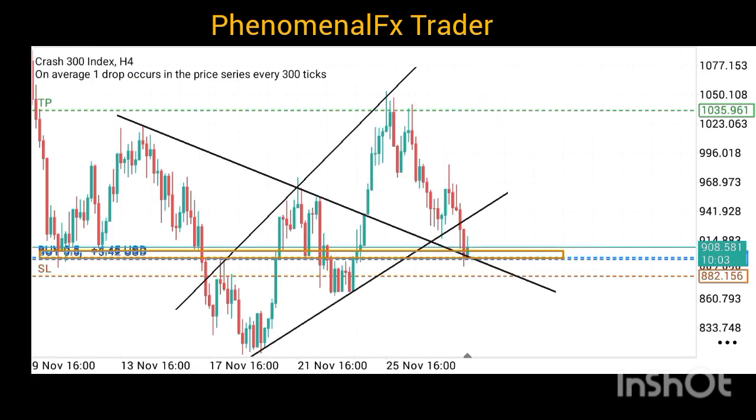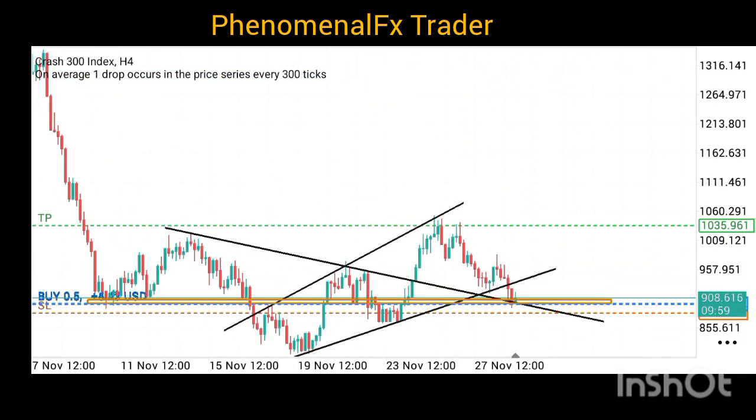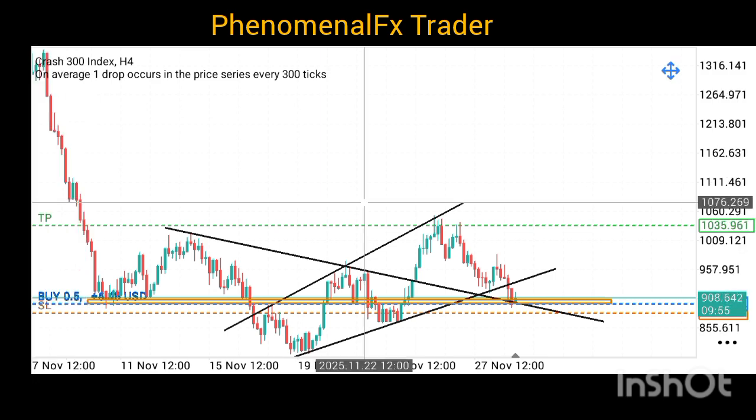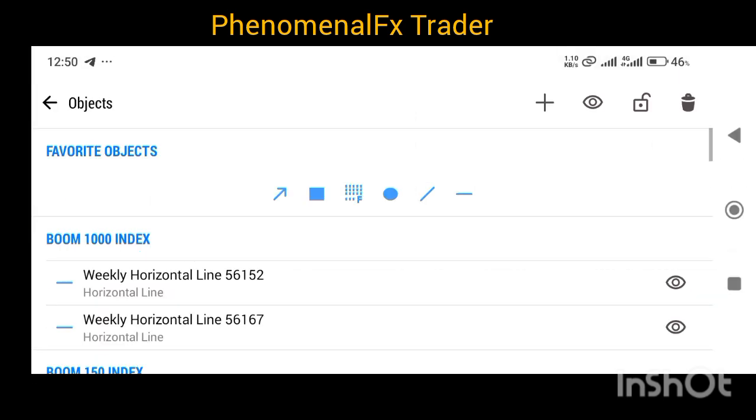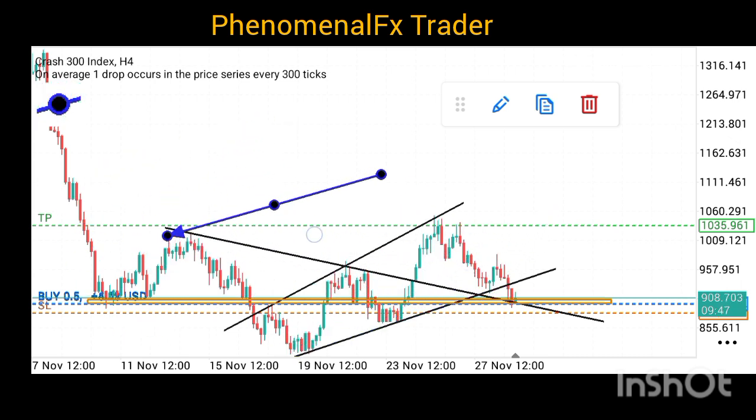On the 4 hourly time frame, you can see this structure here. The market was selling impulsively. We had an impulsive sell. Let me get the arrow line too. The market sold impulsively, then started creating lower highs. This is a lower high and this is a lower low, lower high, lower low. Then we had a change of character here at this point.